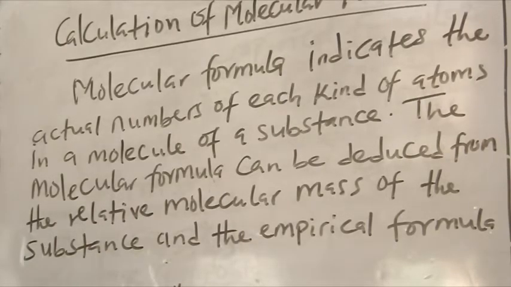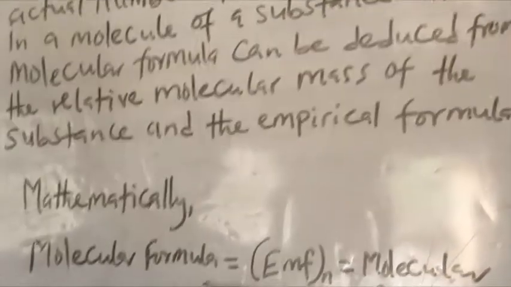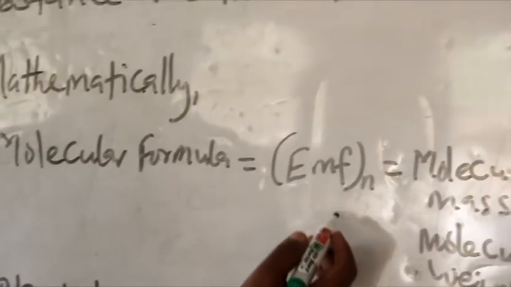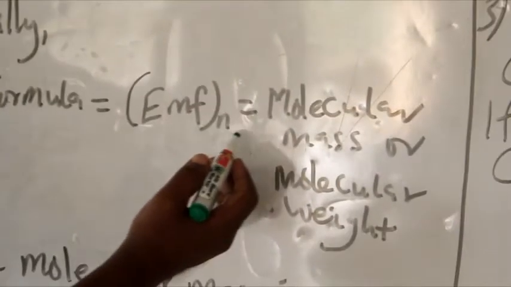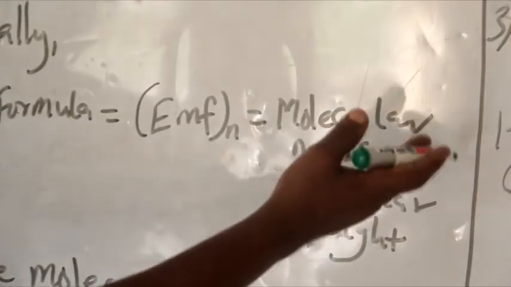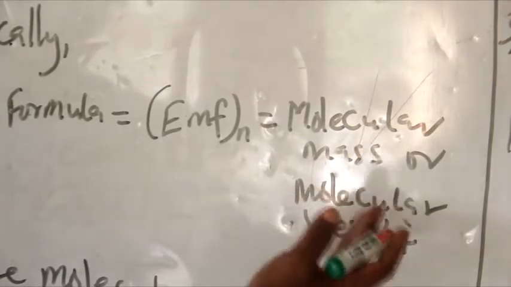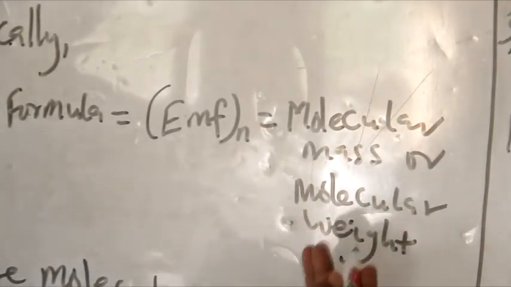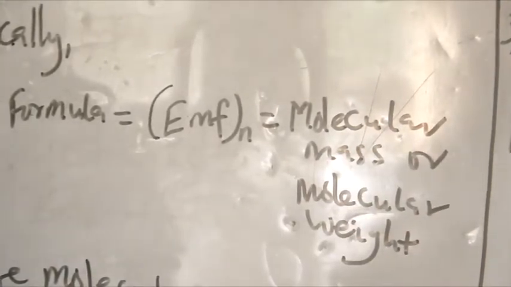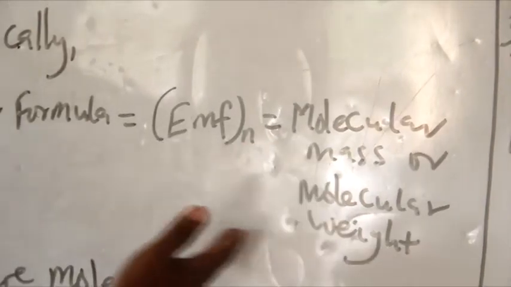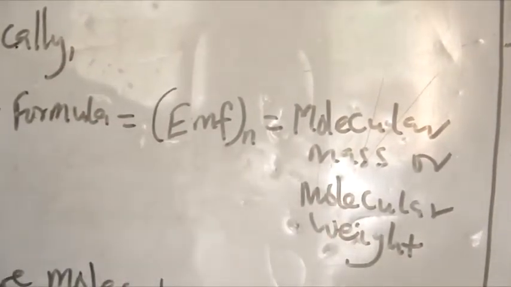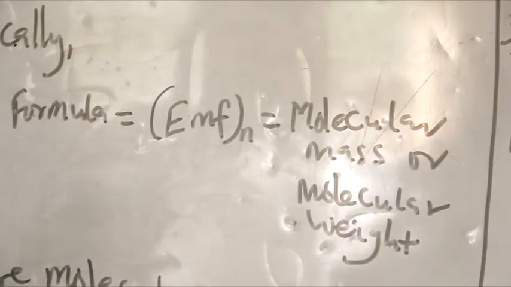mathematically. So we have that molecular formula is equal to empirical formula in bracket, times a number of moles, n, and the molecular mass or molecular weight. If you are not given molecular mass, you'll be given molecular weight. You will ask, how am I going to get this? It's very simple. The question will give them to you. But note a very important thing here.